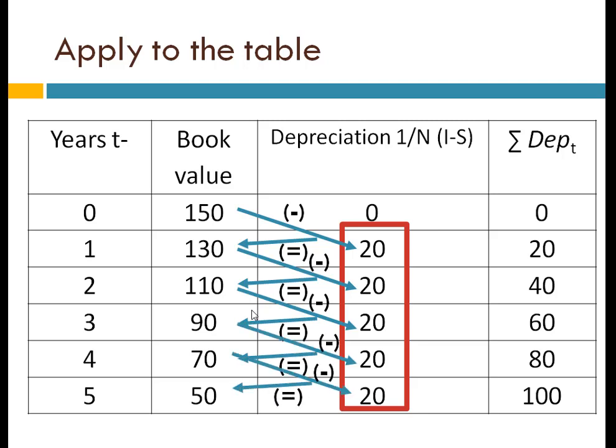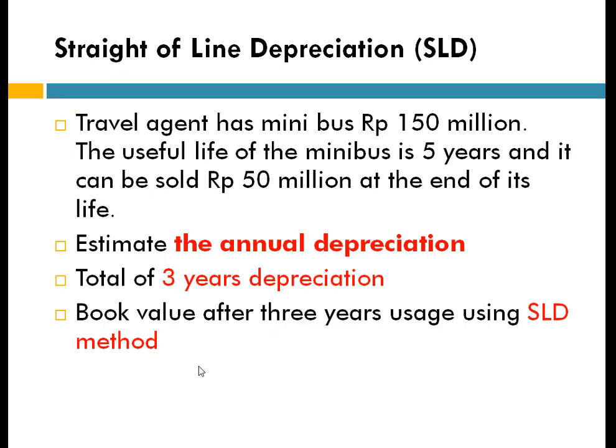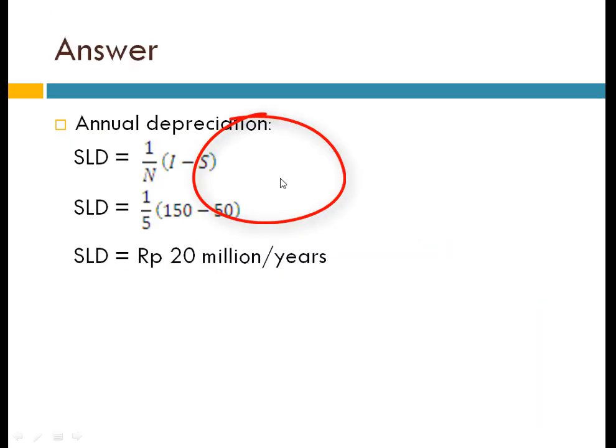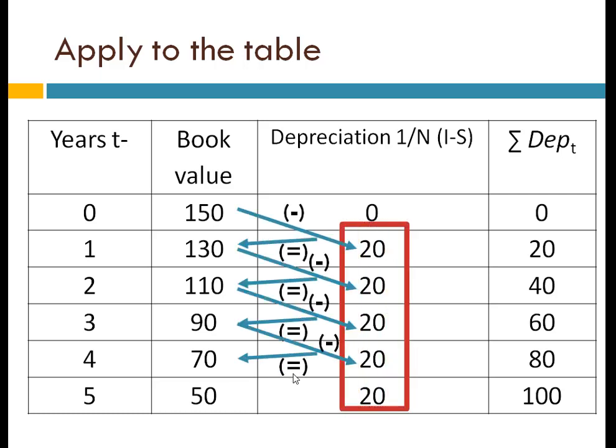The end criterion of depreciation is when the book value equals the salvage value. In this case the salvage value has already been estimated at 15 million. So the depreciation iteration may stop. Just stop in year 5, and then calculate the total depreciation.